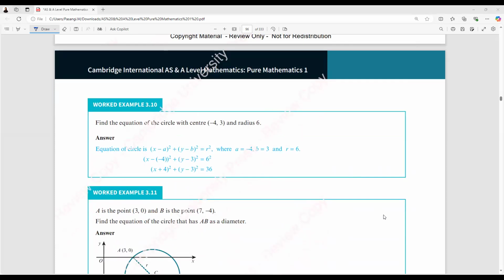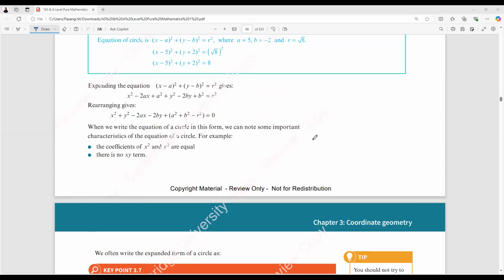Done, teacher. Okay, so the entire worked examples are done. Now, what do we have for expanding equations? Earlier, this one was the completed square form. Once we expand the entire equation like this, we get an equation in this format: x squared minus 2ax plus a squared plus y squared minus 2by plus b squared equals r squared. That's what we have here.